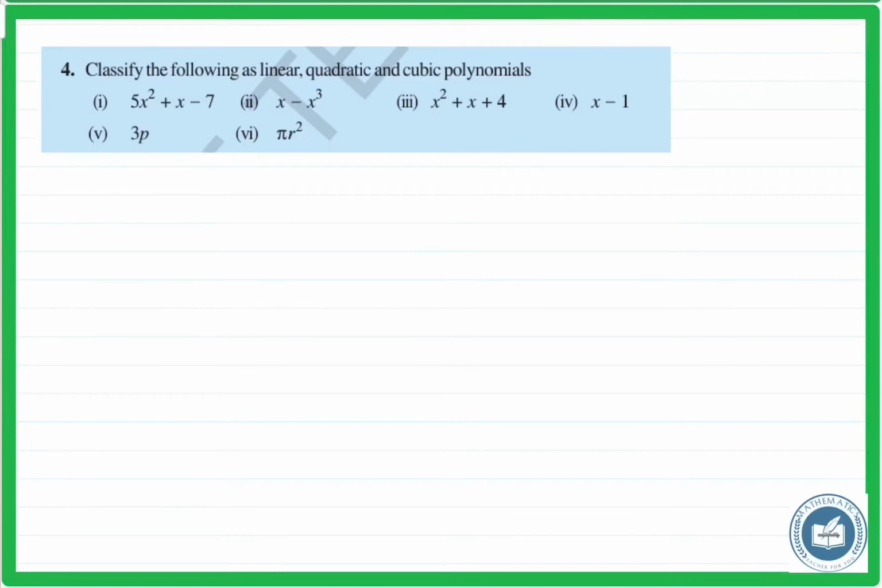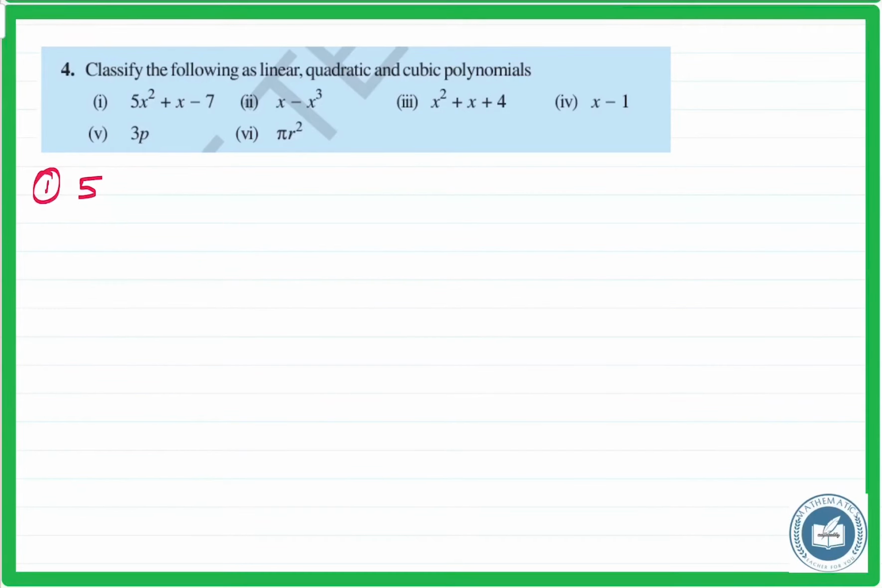Classify the following as linear, quadratic and cubic polynomials. Already in the previous videos we have discussed linear polynomial, constant polynomial, zero polynomial, quadratic polynomial, cubic polynomial, everything. If the degree of the polynomial is 1, that is called a linear polynomial. Degree 2 is quadratic. Degree 3 is a cubic polynomial. We have to check the degree of the polynomial, then we can write whether it is linear, quadratic or cubic.